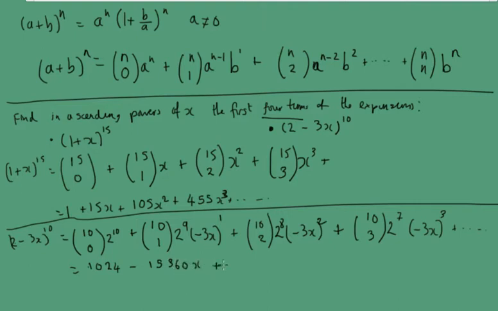So it'll be minus 15,360x. Then this minus will be cancelled into a positive, because minus 3 times minus 3 is going to be 9. So we're going to end up with 103,680x squared, and then minus again 414,720x cubed. So all of this just gets plugged into your calculator, and that's our first 4 terms.